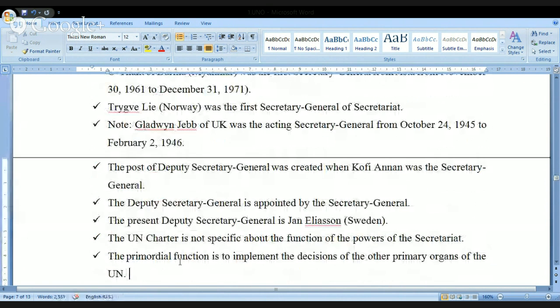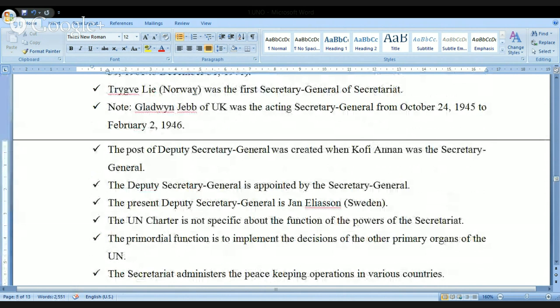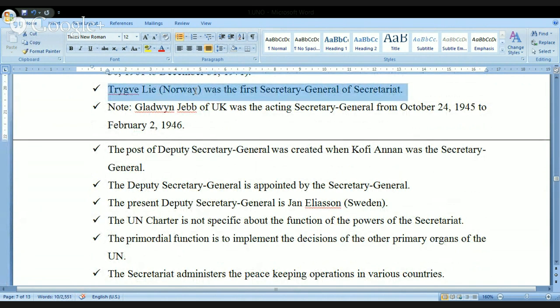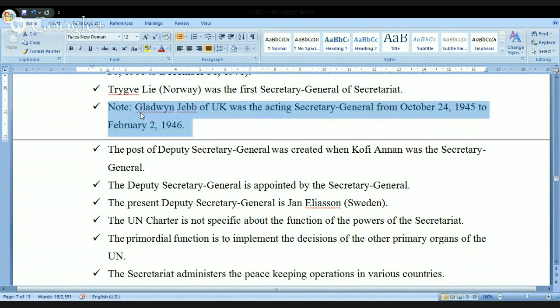Another point with respect to the GK here. I am highlighting this on the screen. Have a look at this. The first Secretary General belongs to Norway and his name was Trygve Lie. Very important here. But just remember this point: Gladwyn Jebb of UK was the acting Secretary General. That's it. But otherwise we take Trygve Lie into consideration. He was the first Secretary General.